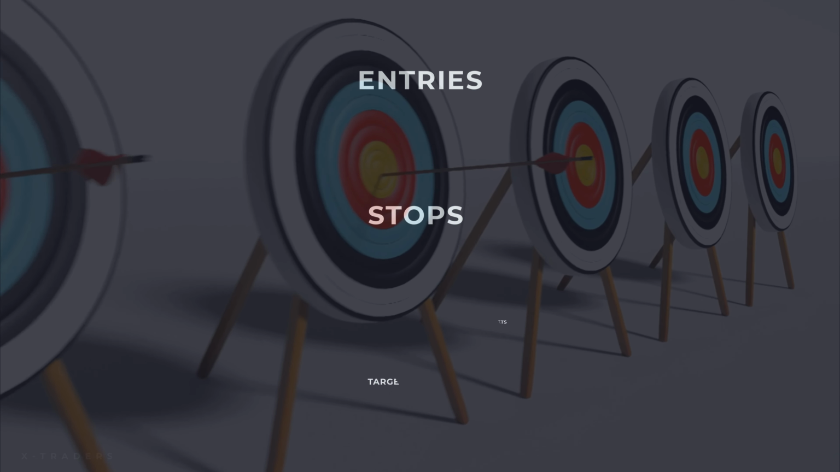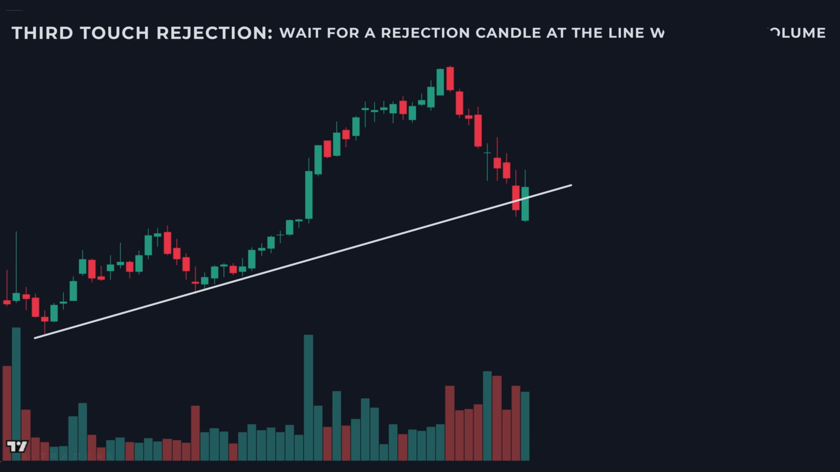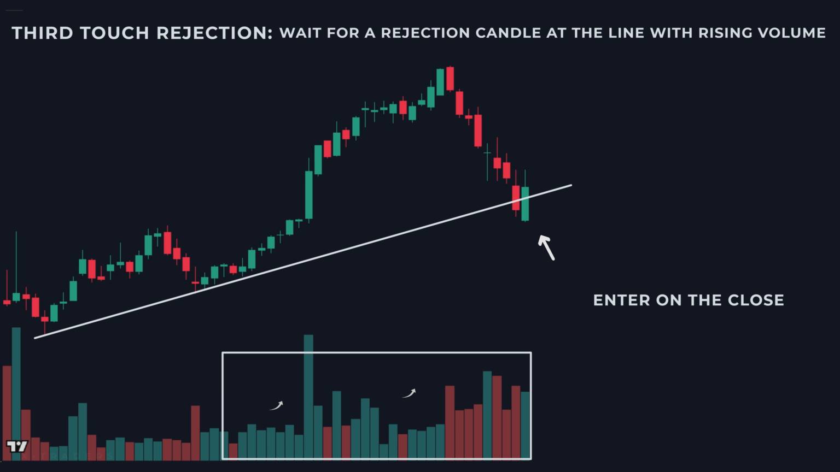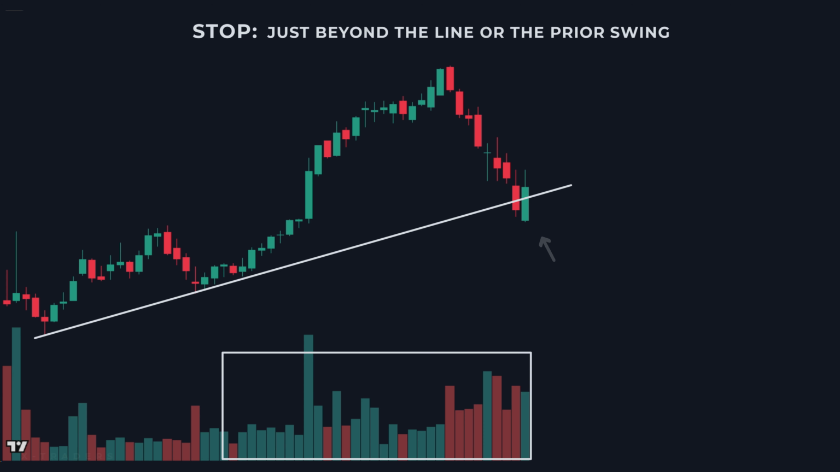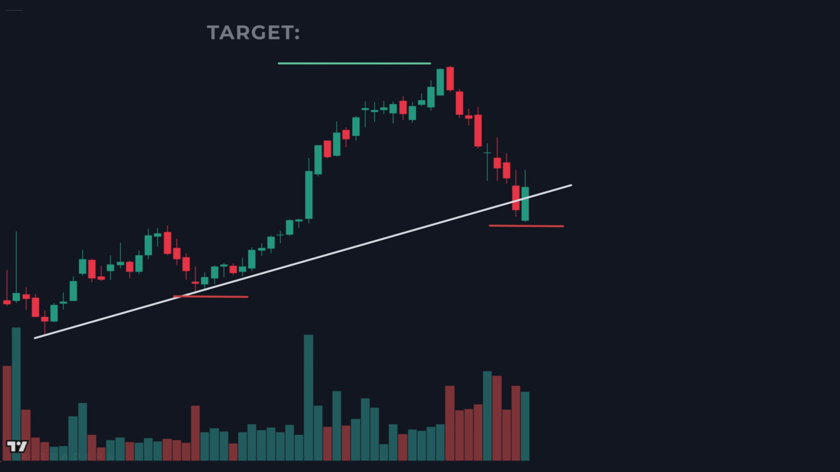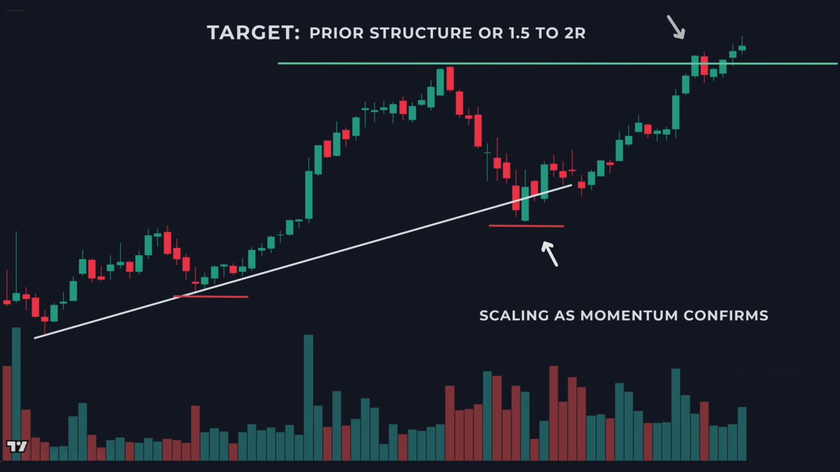Entries, stops, and targets. Third touch rejection. Wait for a rejection candle at the line with rising volume. Enter on the close or a tiny pullback. Stop: just beyond the line or the prior swing. Target: prior structure or 1.5 to 2R, scaling as momentum confirms.